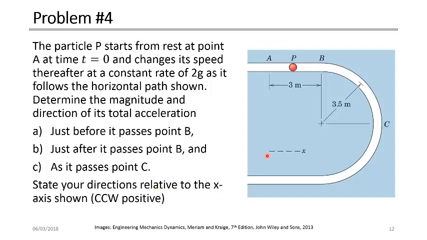The positive x direction is given here, and it says to consider that counterclockwise is positive. So if we are measuring the angle, the counterclockwise direction starting from x is positive. So from here going up, this is our positive direction for measuring the angle. You see here that the radius is constant as well, and it's 3.5 meters.